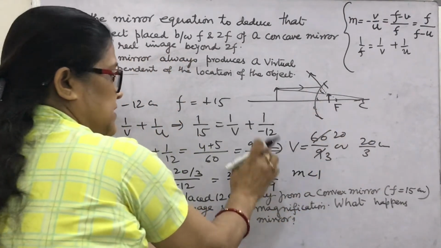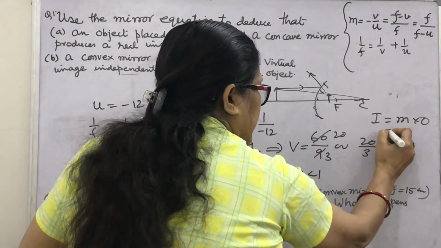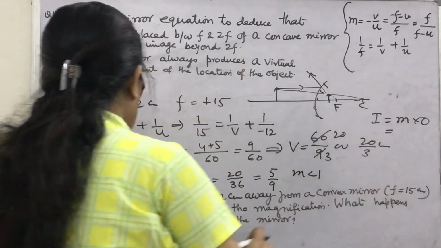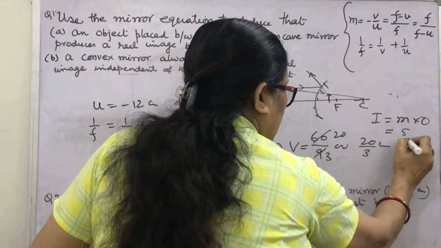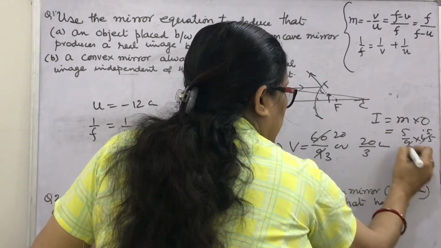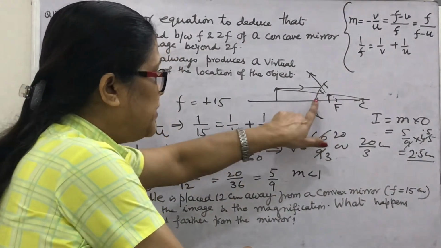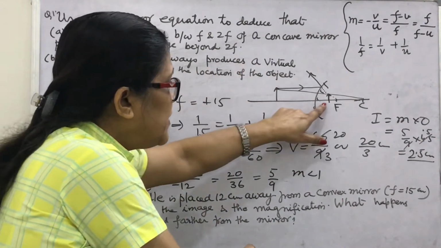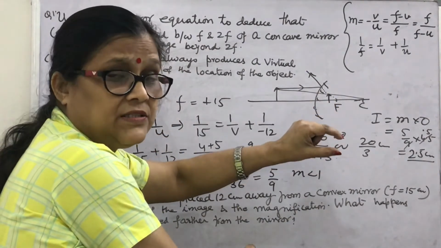You can also find the size of the image. How? I will be equal to M into the size of the object. Look here, M is I upon O. The size of the image can be obtained because the size of the needle is given as 4.5. Then M is 5 upon 9 into 4.5, which is 2.5. So the image will be 2.5 centimeter in length, virtual and diminished. And if you take the needle away from the mirror, the image will shift towards the focus and decrease in size.